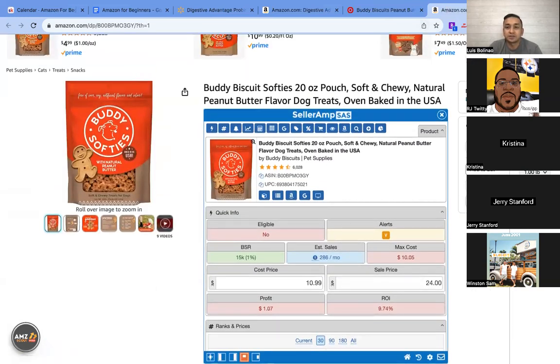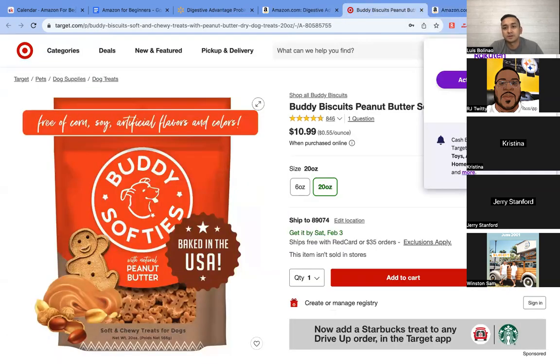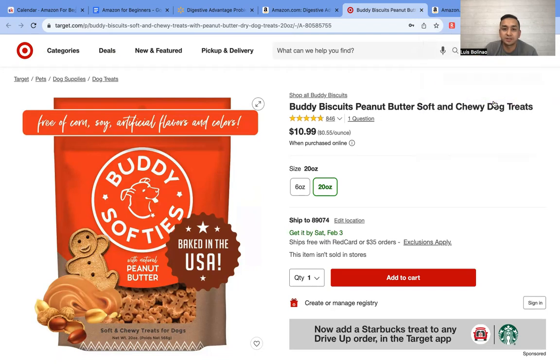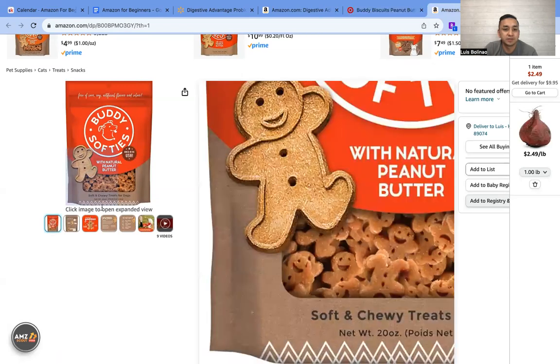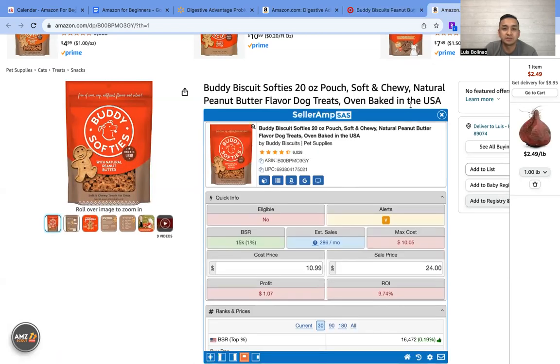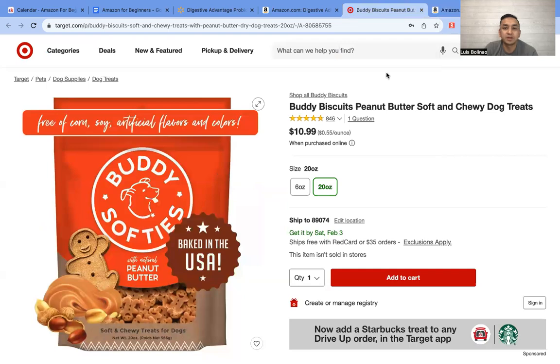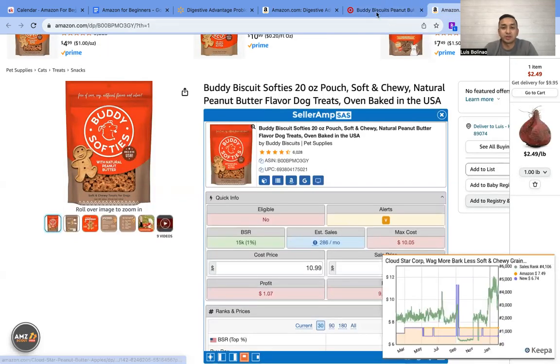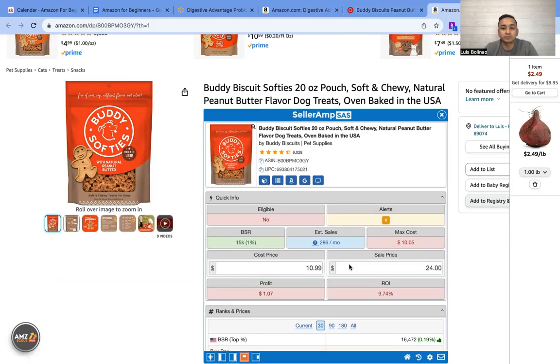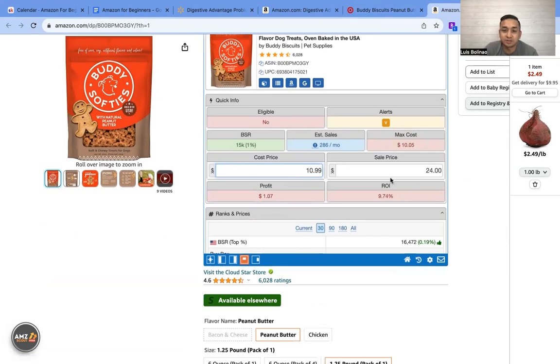This one's another variation. The next product, what is this? Oh, it's a doggy treat. $10.99, 20 ounce size. Yeah, 20 ounce. Same brand, peanut butter. Okay, so same products, right? Cost is $10.99. Sale price is about $24.